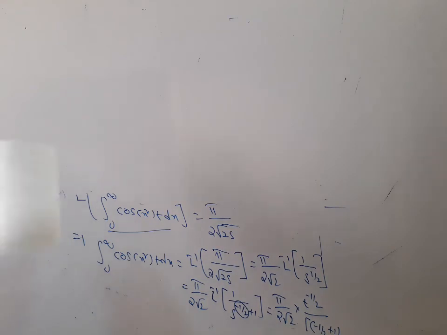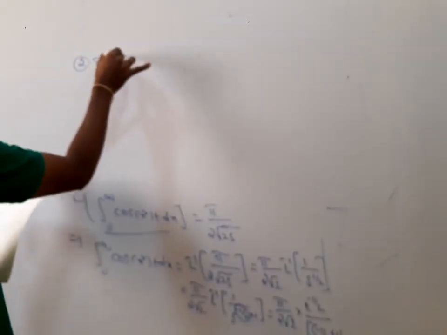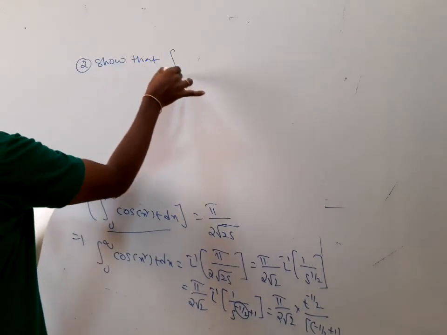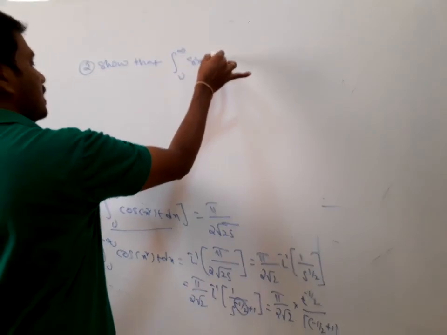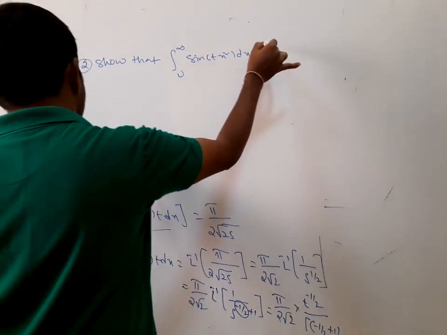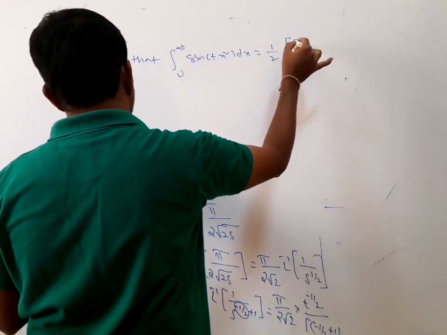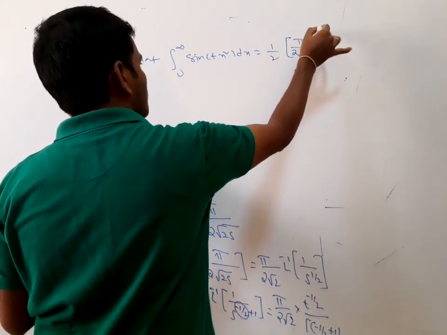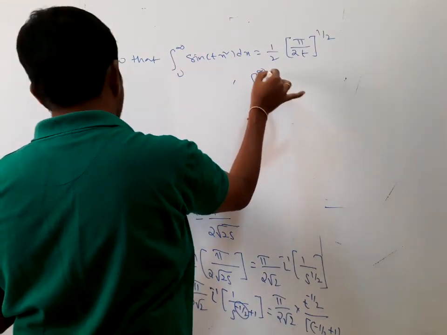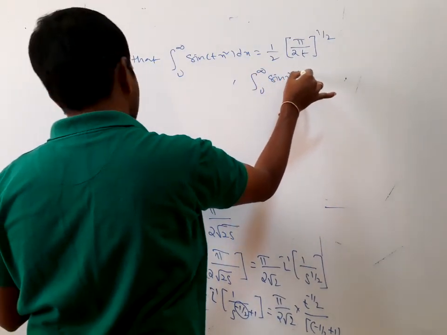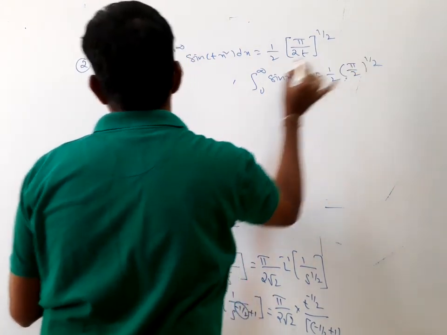In the same way, you try to solve this one. Show that integral 0 to infinity sin t x square dx is equal to 1 by 2 into the same answer, pi divided by 2t whole to the power of 1 by 2. From this, evaluate sin x square dx, 1 by 2 into pi by 2 whole to the power of 1 by 2.